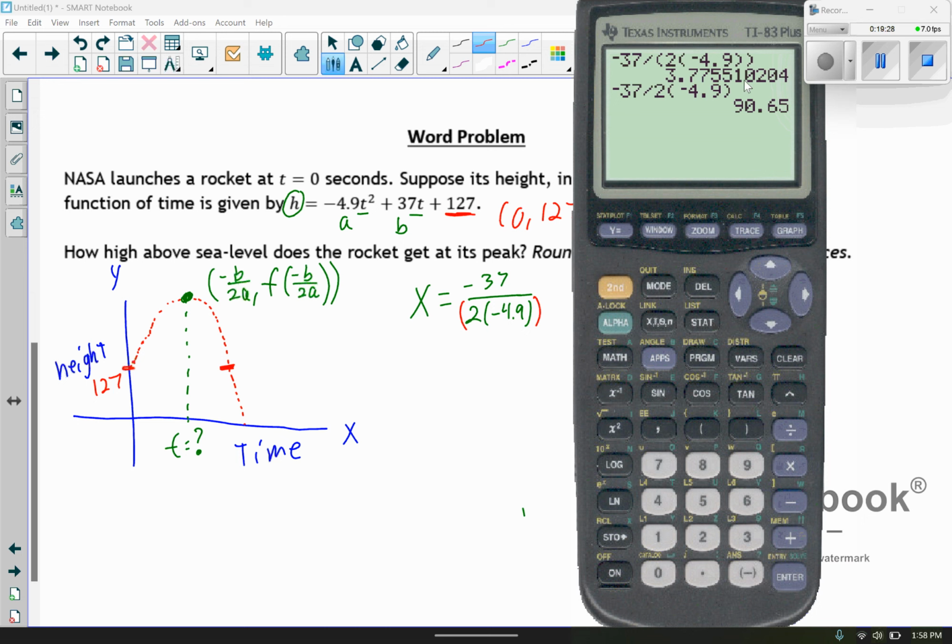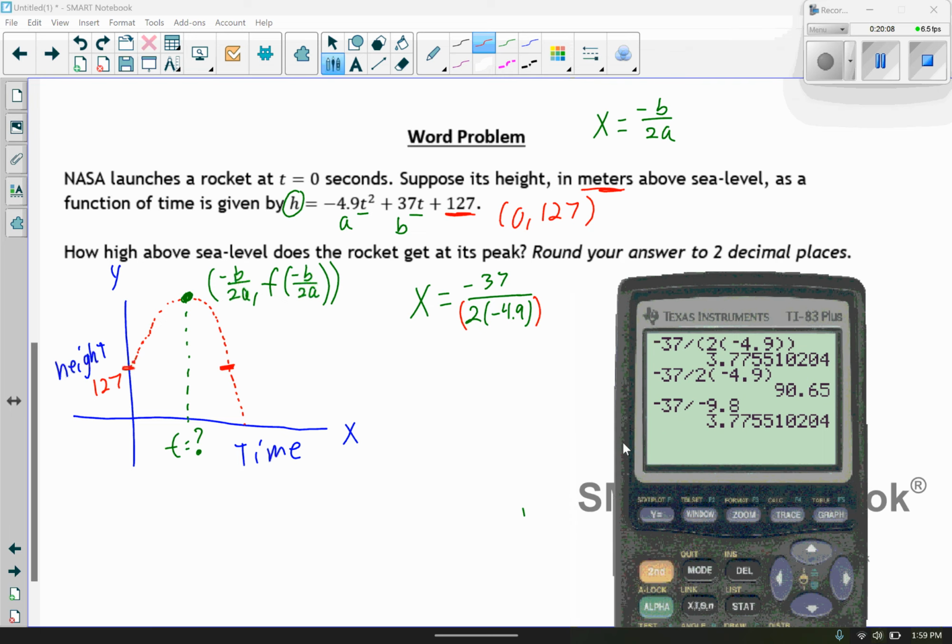So just be careful. Now, if you don't have a calculator like this and you're doing it on your phone or something like that, or maybe a scientific calculator, what you'll want to do is type negative 37 divided by, and figure out what 2 times negative 4.9 is first, which should be negative 9.8. If you do it that way, you don't have to worry about the extra parentheses. So put that in, and see, I get 3.7755, and so on. You want to be super careful with your decimal places because it wants your final answer to be 2 decimal places.